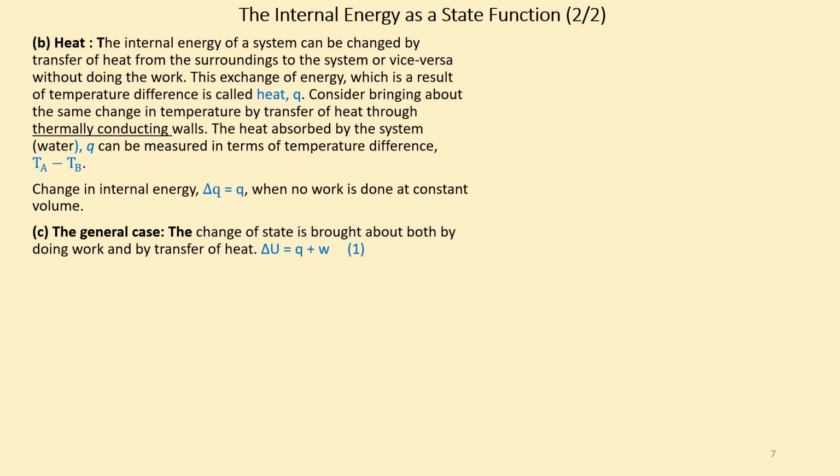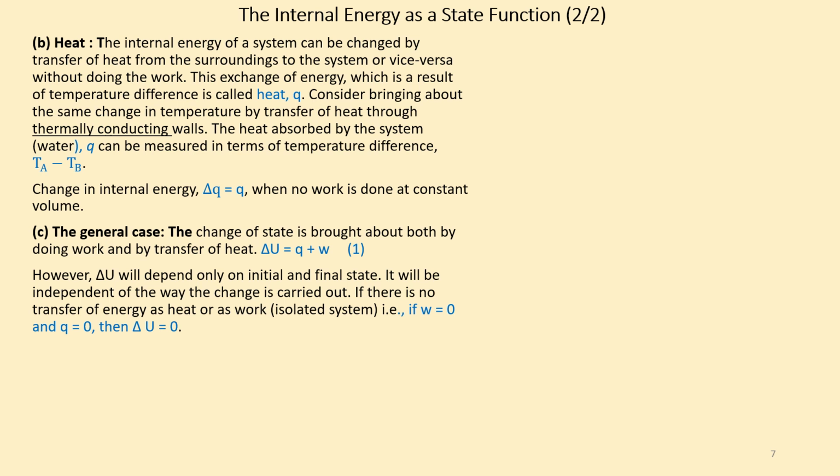In the case when work is done, the change of state is brought about by both doing work as well as transfer of heat, and it can be represented by the equation delta U equals q plus W, where delta U is the change in internal energy, q is heat, and W is the work done. However, delta U will depend only on the initial and final state. It will be independent of the way the changes are carried out.